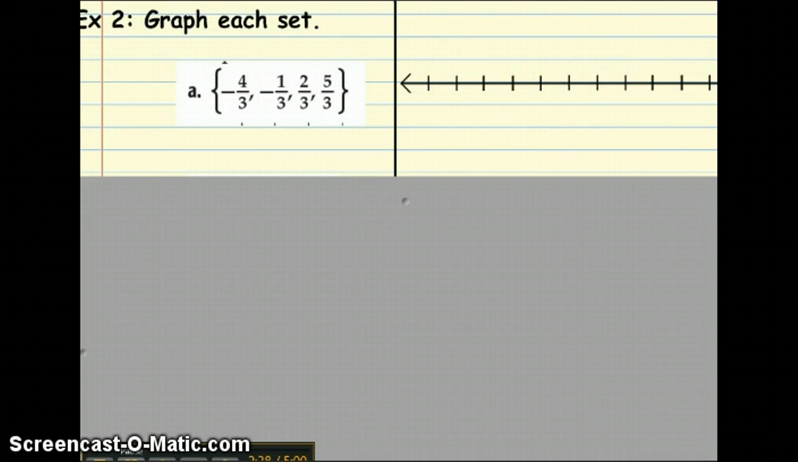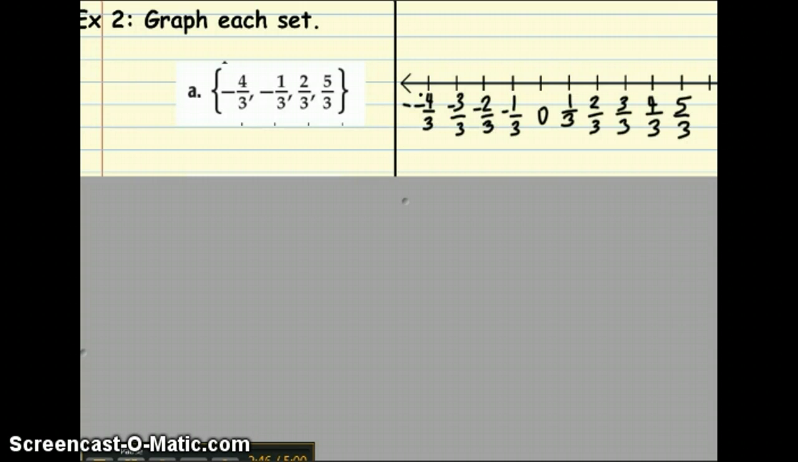Alright, and for example 2, we're asked to graph each set of numbers. We have some set notation in part A. And looking at the set of numbers, I determined since the denominator of all of these fractions is 3, it would be best to count by thirds. I wanted to make sure I included all of the numbers in the set, and now I can go in and plot this finite set, which just means it has an exact number of solutions, which are just points on the number line.